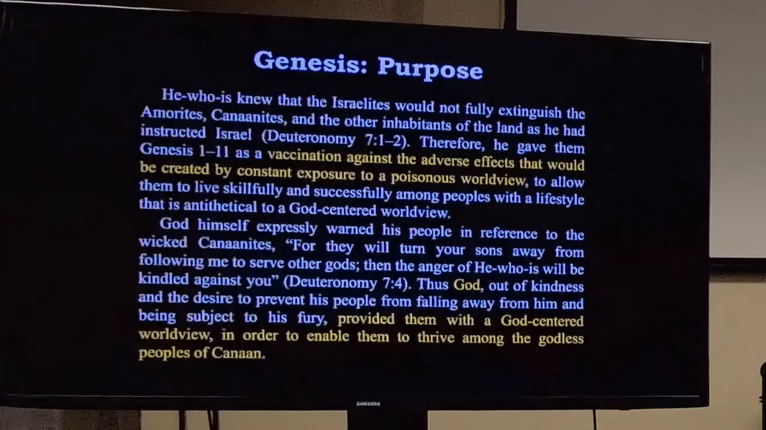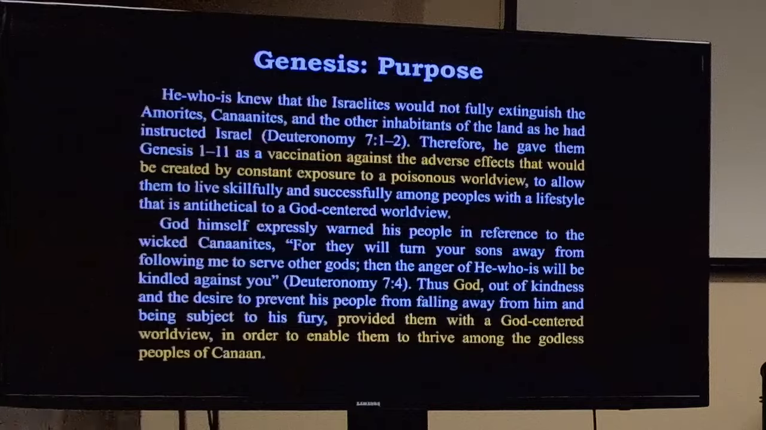So, what about the purpose? Well, he who is the covenant God of Israel knew that the Israelites would not fully extinguish the Amorites, the Canaanites, and all the other ites who were in the land as God had instructed them. God knew it. They wouldn't do this. So what did he do? He gave them Genesis 1 through 11 as a vaccination, if you will, against the adverse effects that would be created by constant exposure to a poisonous worldview.